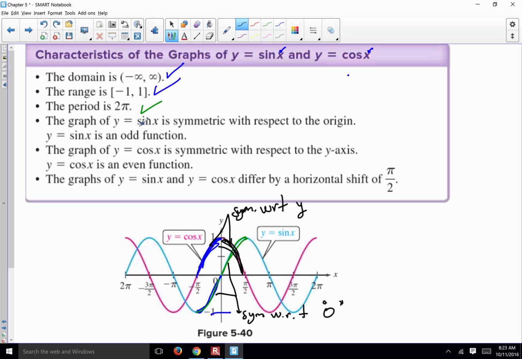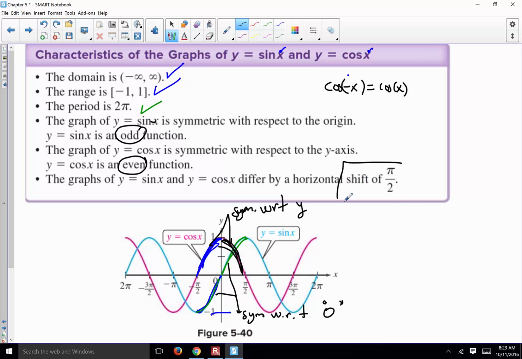Because sine is an odd function, cosine is an even function. What does odd mean? If you have a minus inside, you can pull it in front. That's oddness. Cosine is even. Symmetric with respect to y means even. That means if you have a negative sign inside cosine, you can just wipe it off. Make it positive.